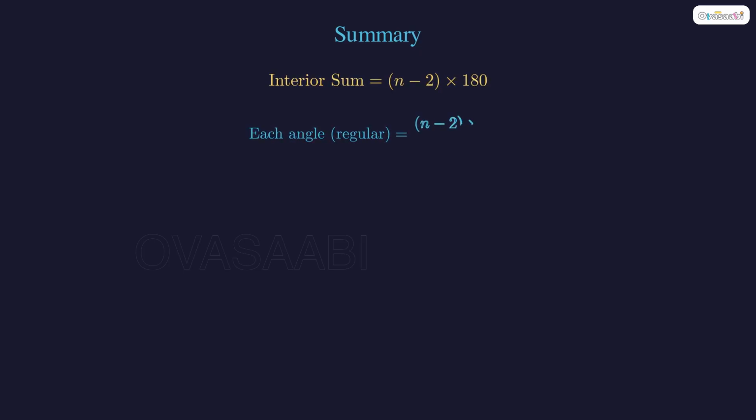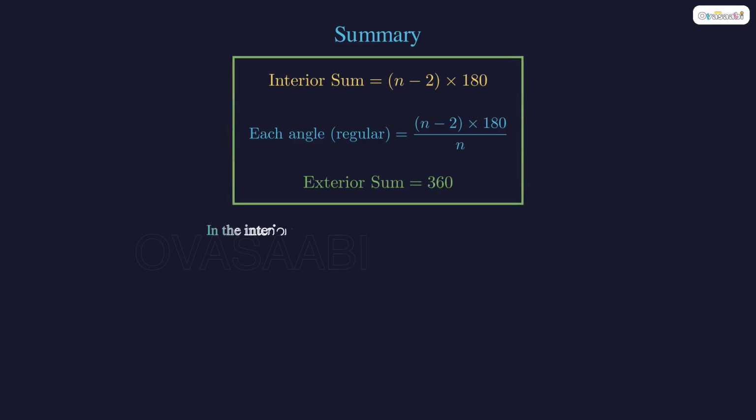Remember, interior angle sum is n-2 times 180. Each angle in a regular polygon, divide by n. Exterior angles always sum to 360. Memory aid, in the interior subtract 2 and multiply. Outside, it is always 360.